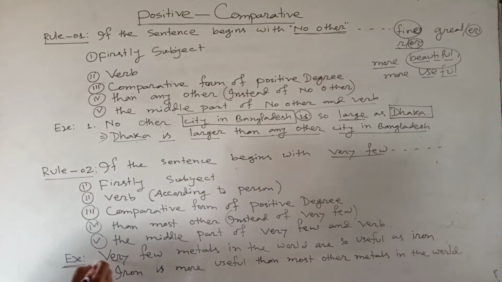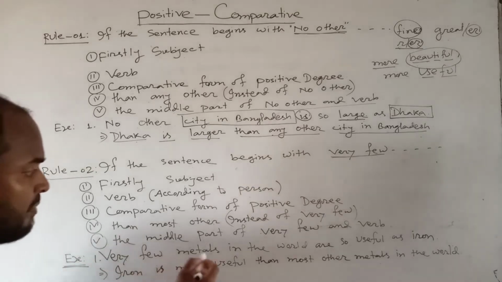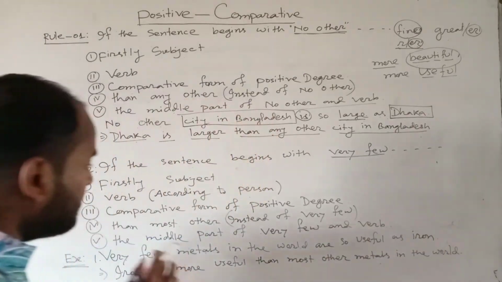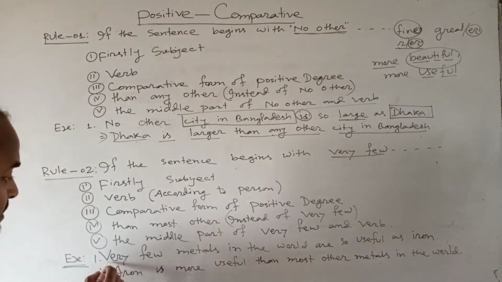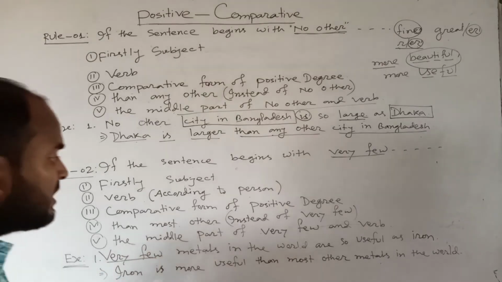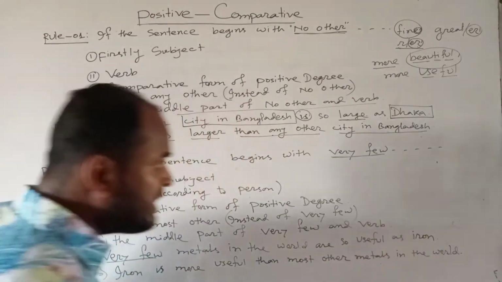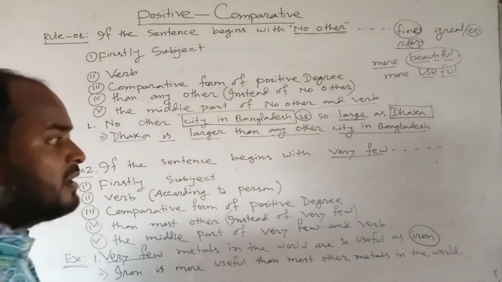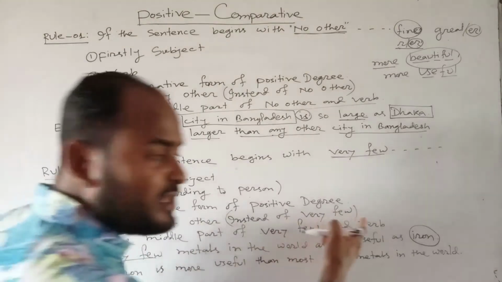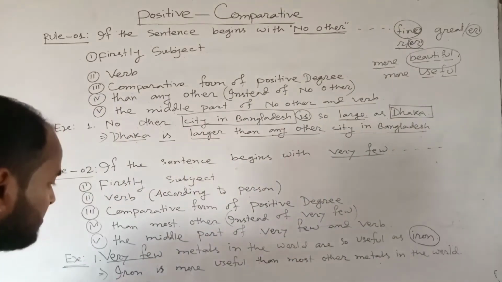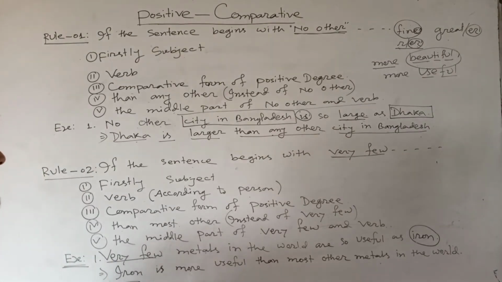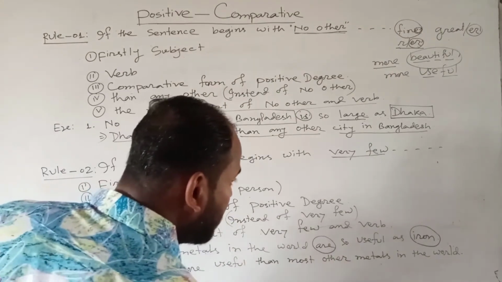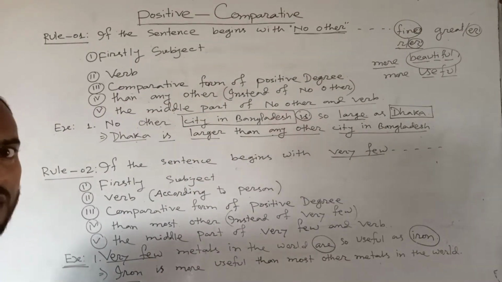Let's see an example. My dear learners, very few metals in the world are so useful as iron. Very few metals. The positive sentence begins with "very few." Metals in the world are so useful as iron. If the sentence begins with "very few" and no other, we can find the subject at the end of the sentence. Firstly, iron as subject. Then the verb. In this sentence the verb used is "are."